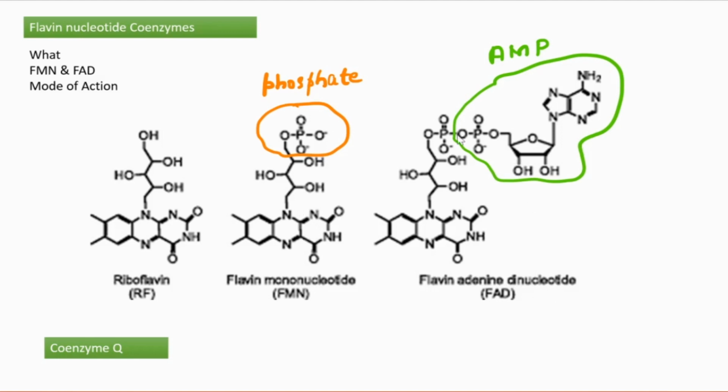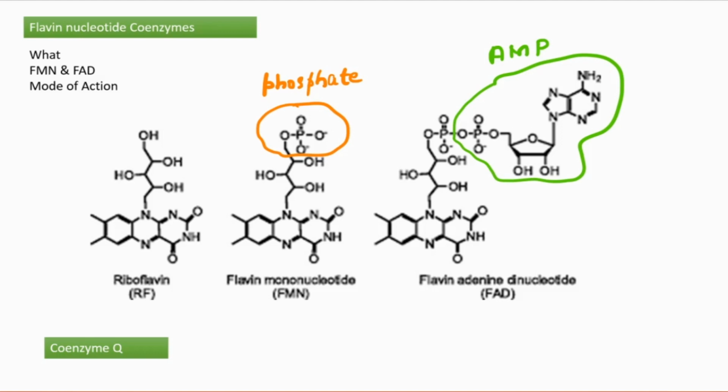For this one also, you should learn how to draw its structures. It can come as questions in the examination. Mode of action: it is also involved in oxidation reduction reactions. FMN plus and FAD plus are the oxidized state, and FMNH2 and FADH2 are the reduced state. Wherever plus is found, it is the oxidized state. That is what you need to understand.